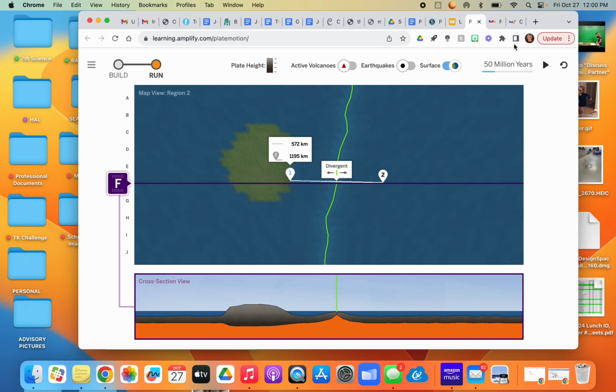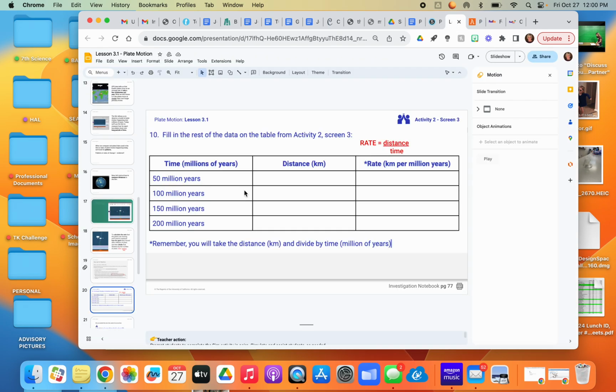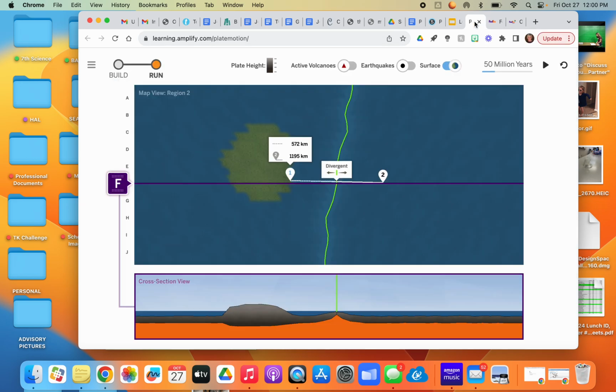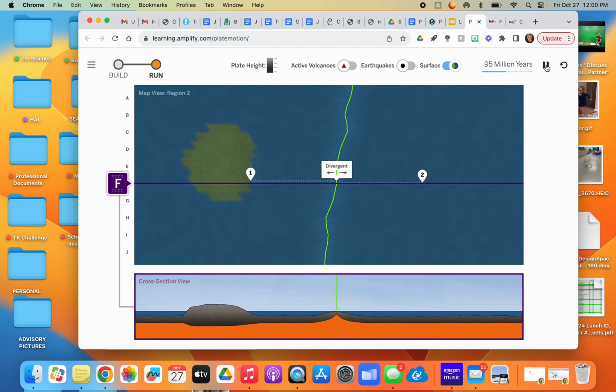And so you're going to go back here and you're going to put in 1,195. Like that. Okay? And then let's go back to Amplify, and we're going to run it for another 50 million years. So we're going to stop at 100 million years. See if I can do it.